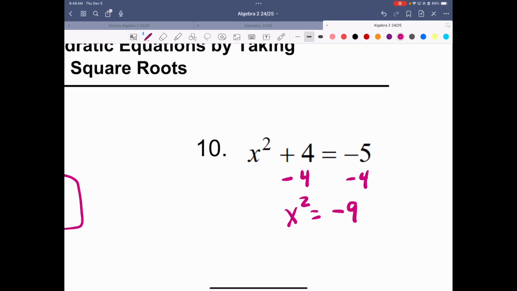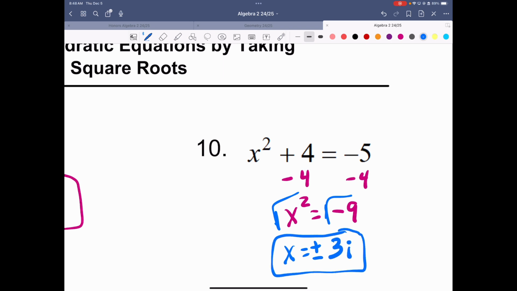Negative 9. Right now, we take the square root of both sides. Remember, it's going to be plus or minus. Square root of negative 9, square root of 9 is 3. It's negative, so you have to put the i in there. There's your solution. And leave it just like that.